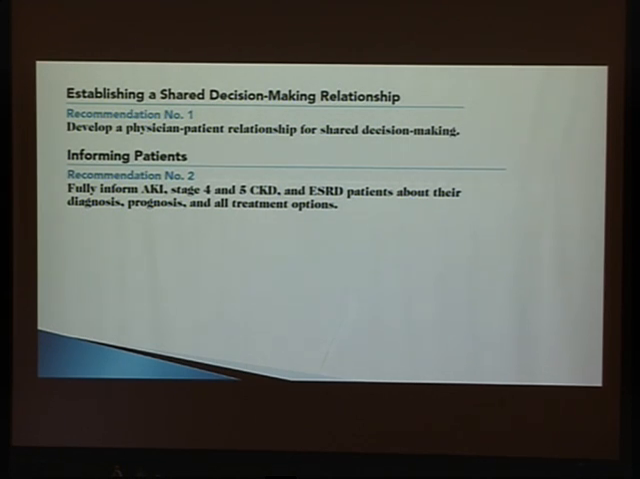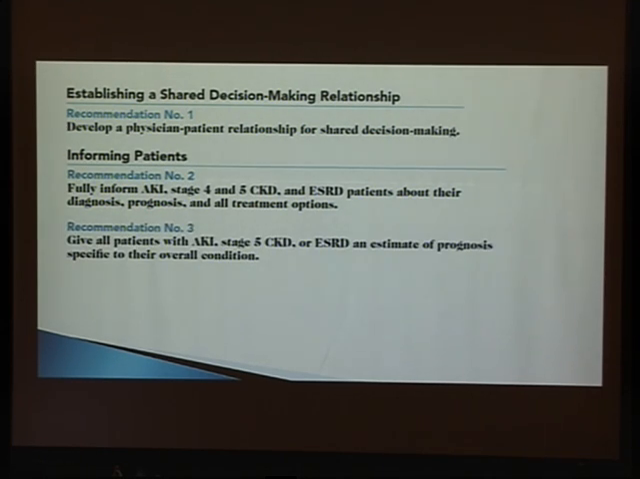Recommendation number two is informing the patients. You have to be very, very clear with the patient. So you have to fully inform acute kidney injury patients, stage 4 and 5 CKD patients, and end-stage renal disease patients about their diagnosis, prognosis, and all treatment options. So those first steps, you just talk to the patients, trying to build up a relationship between you and the patient.